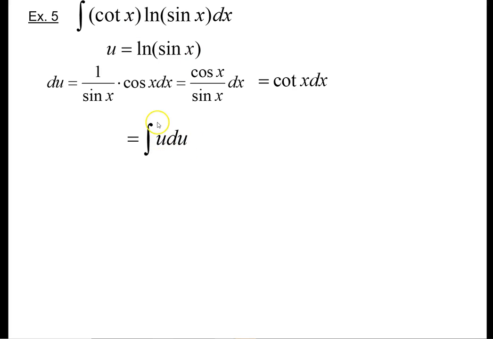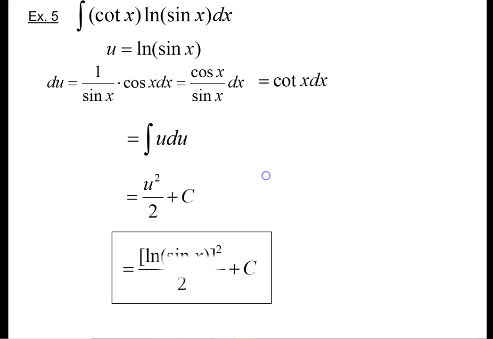So we have the integral of just u du, because the du turned into cotangent x dx. And so we have u squared over 2 plus c, which is the natural log of sine x quantity squared all over 2.